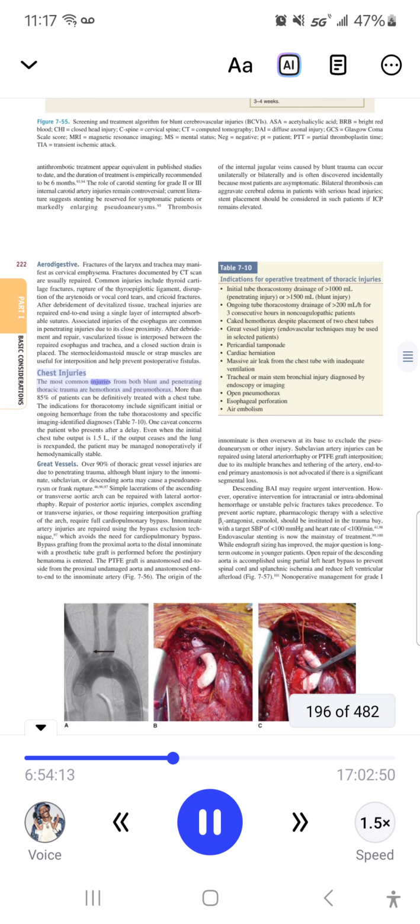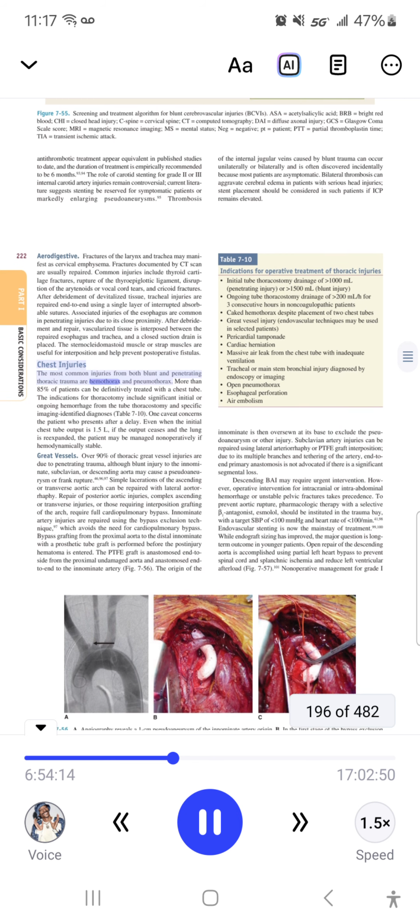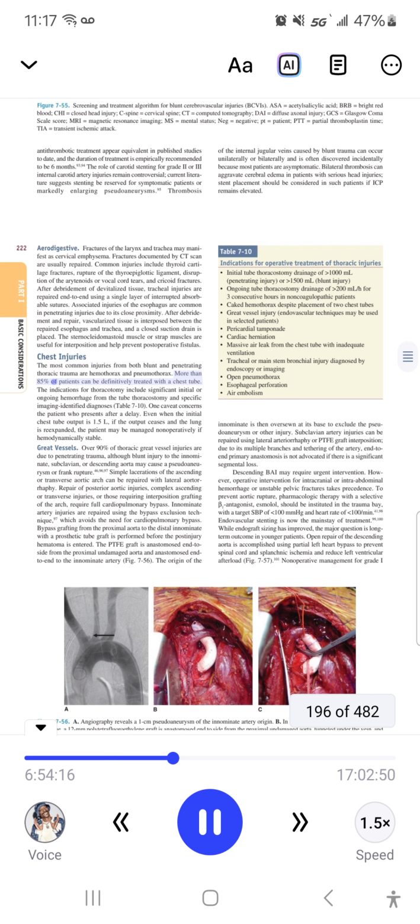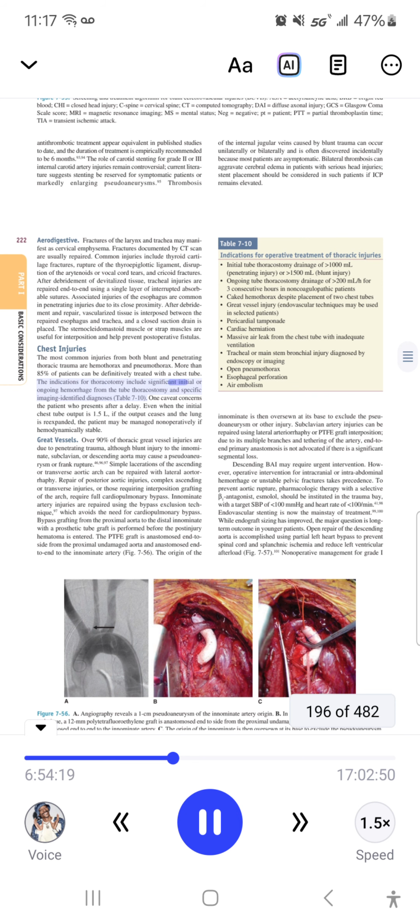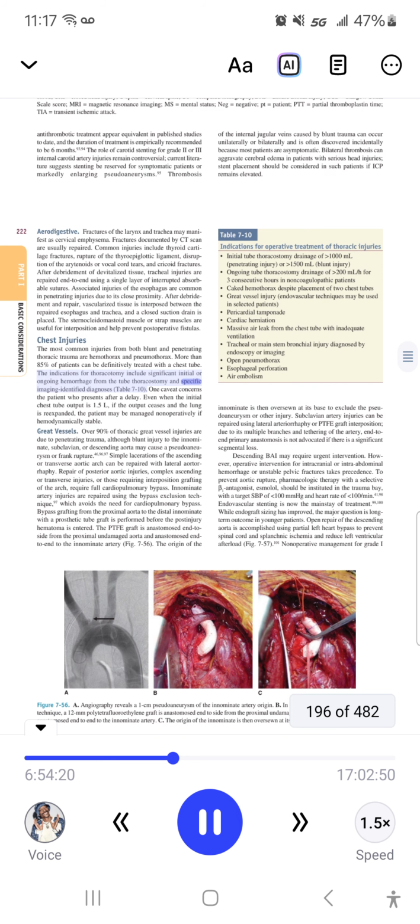Chest injuries. The most common injuries from both blunt and penetrating thoracic trauma are hemothorax and pneumothorax. More than 85% of patients can be definitively treated with a chest tube. The indications for thoracotomy include significant initial or ongoing hemorrhage from the tube thoracostomy and specific imaging-identified diagnoses.